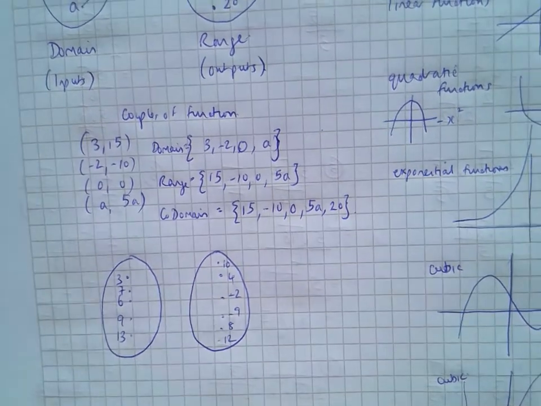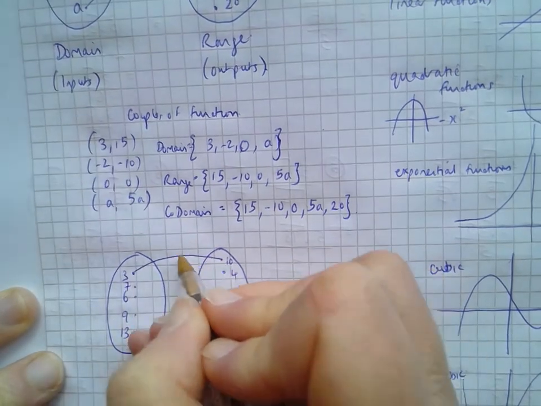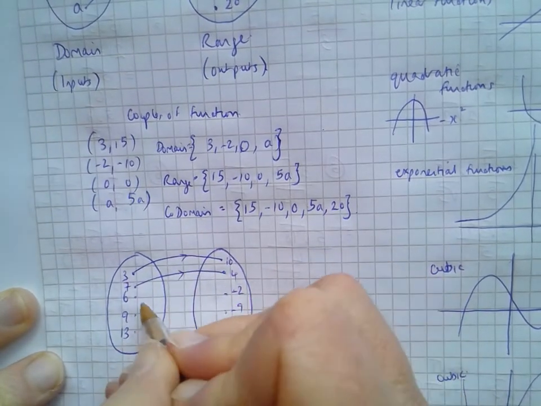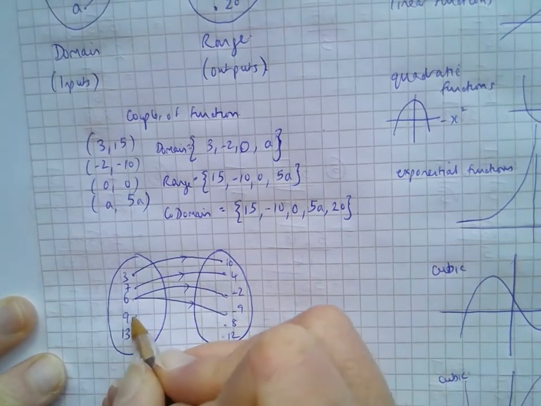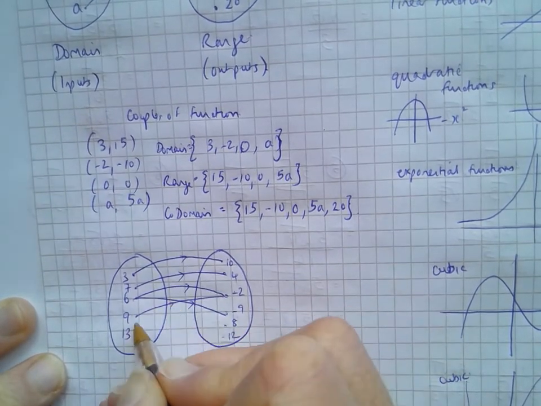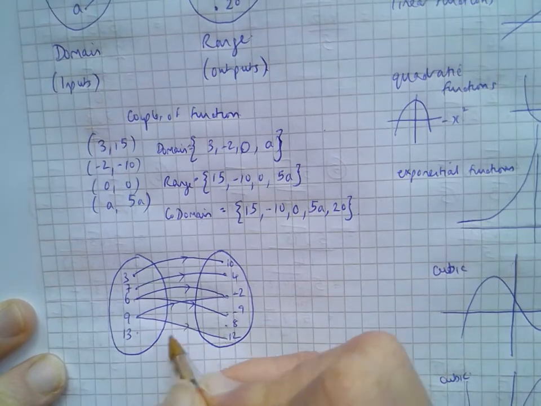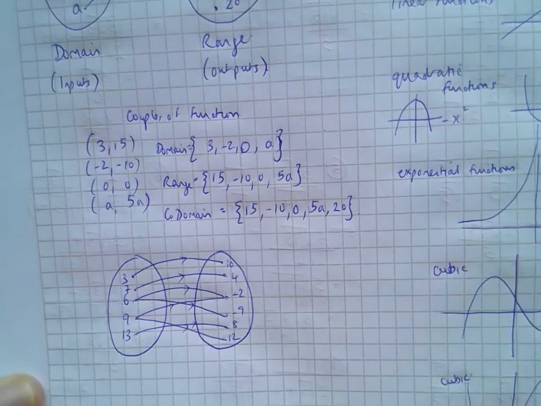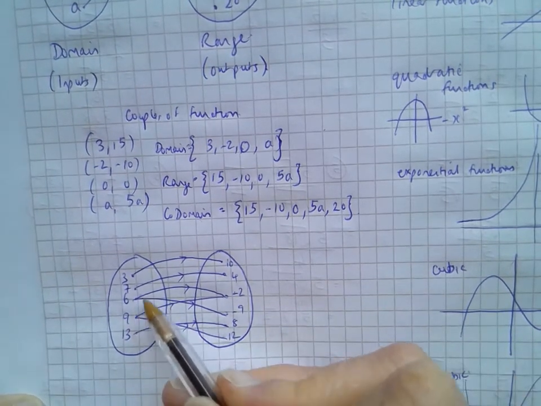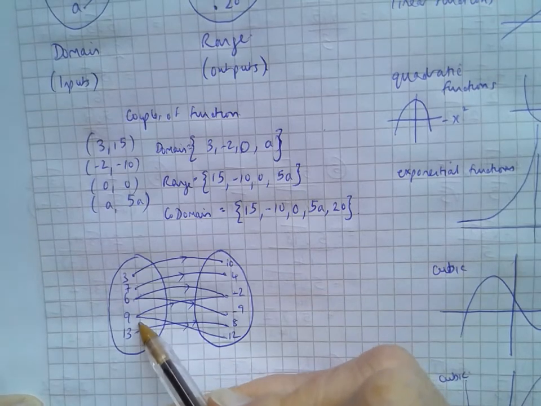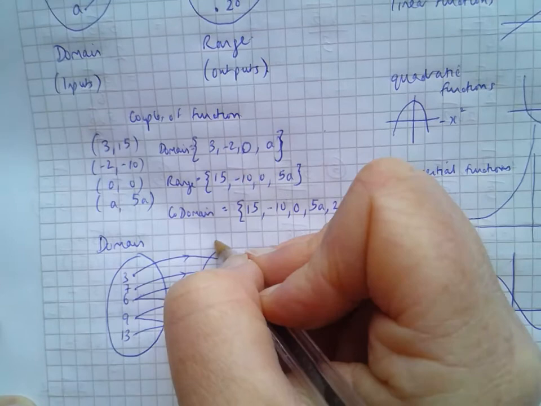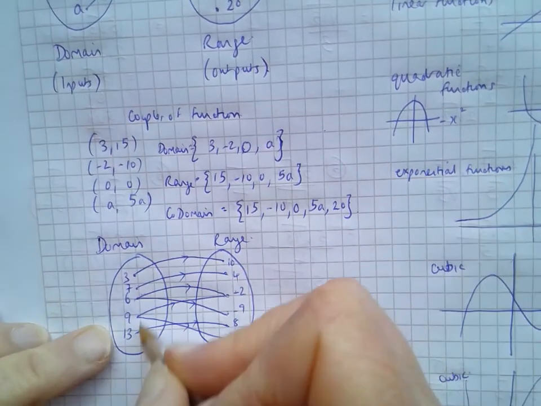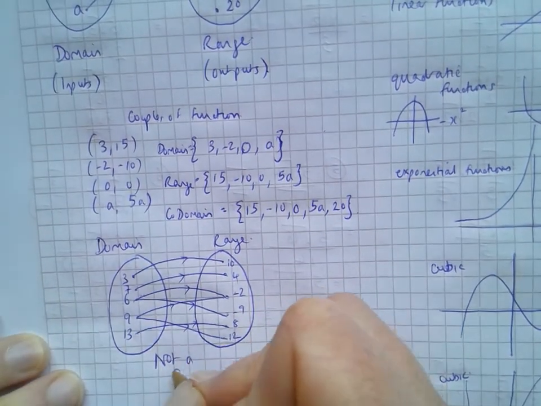And you had 3 going to 10, and you had 7 going to 4, and you had 6 going to minus 2, and also to minus 9. And you had 9 going to minus 2, and 9 going to 12, and you had 13 going to 8. If you see here, there are 2 arrows going from an element in the domain to an element in the range. There's 2 arrows, so this is not a function.